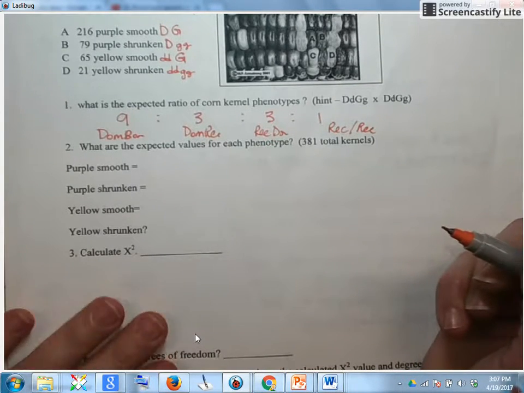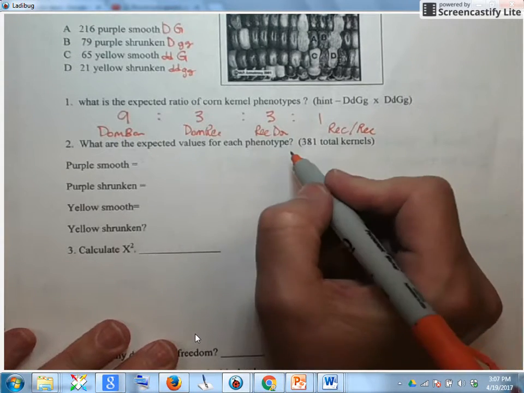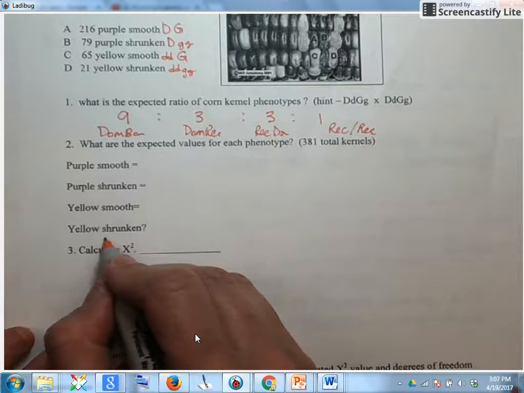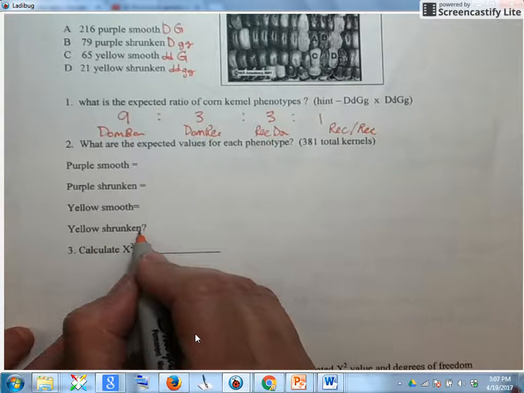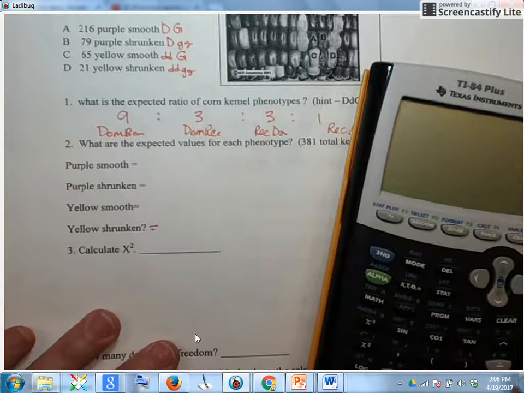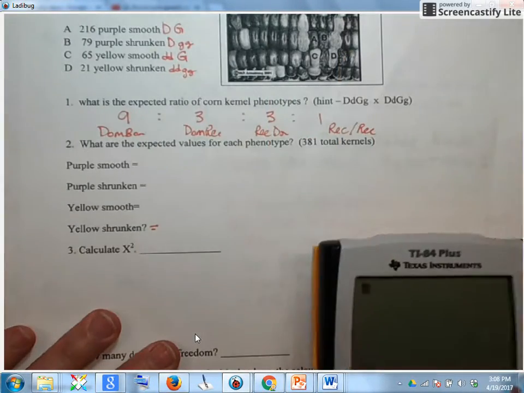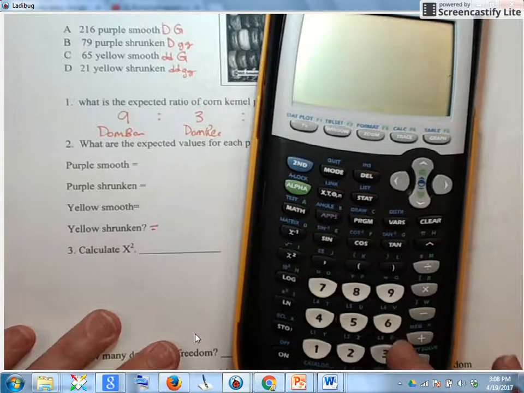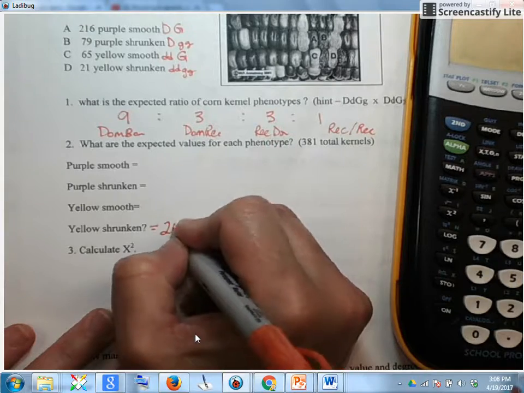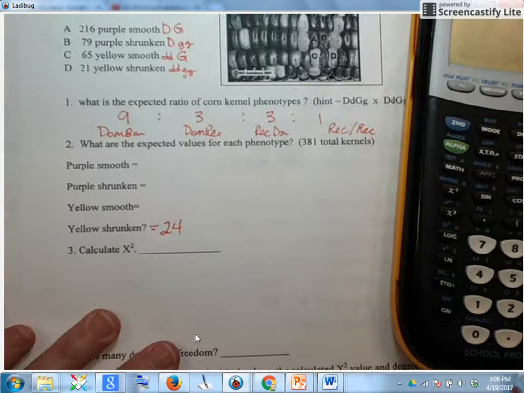So, what are our expected values is our next task. We have 381 total kernels. Well, we expect 1/16 to be yellow shrunken. So, what is 1/16 of 381? 381 divided by 16 is 23.81. So, let's round that up to 24. So, we expect 24 to be yellow and shrunken.